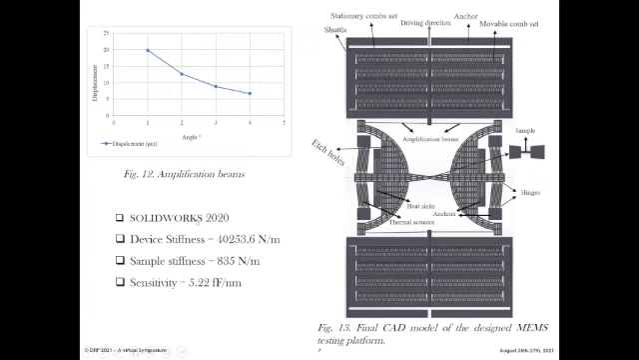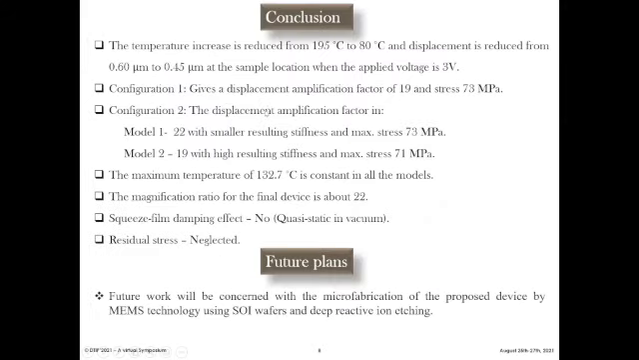For the CAD model, we use the SolidWorks 2020 version. The total device stiffness is 40,053 Newton per meter, and the sample stiffness that we considered in the simulation is around 835 Newton per meter. The theoretical sensitivity is 5.2 femtofarad per nanometer. Finally, we are able to reduce the temperature to 80 degrees Celsius, and the displacement is reduced to 0.4 micrometer at the sample location when you operate with 3 volts.